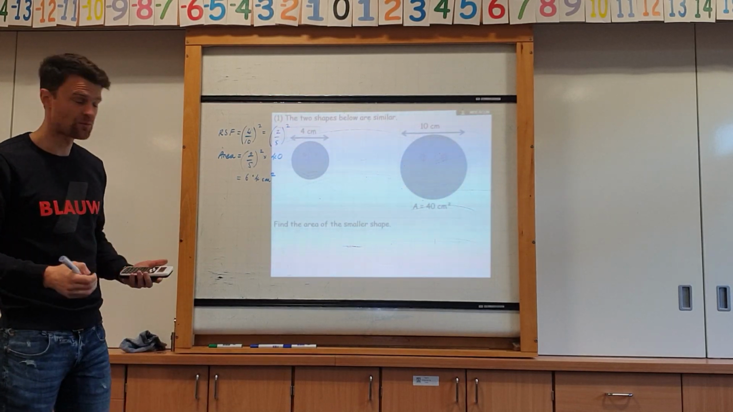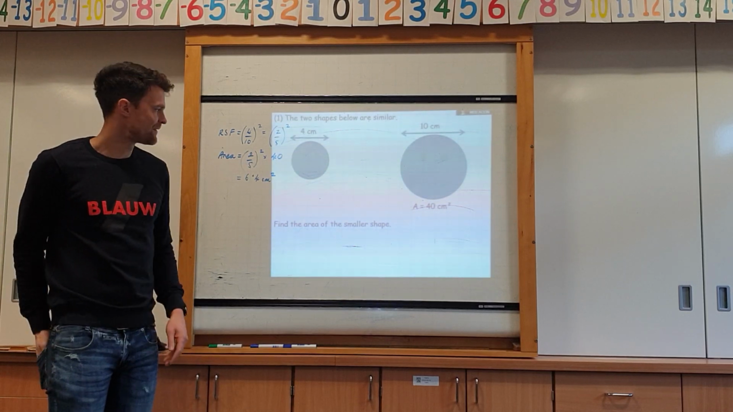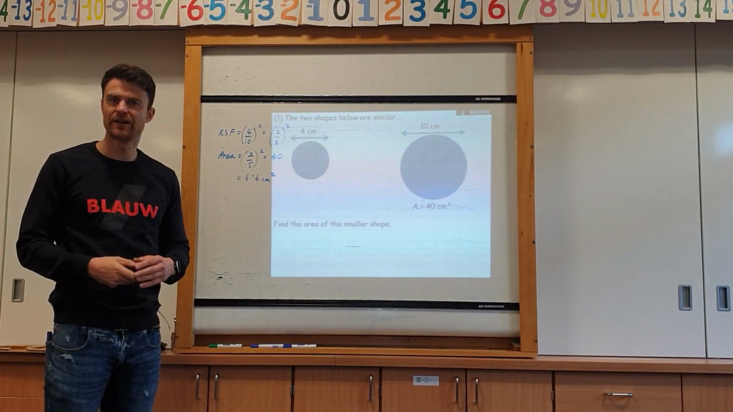And again, it ties in with the diagram. We would expect the smaller smiley face to have a smaller area than the bigger one. So again, the maths ties in with the shapes.